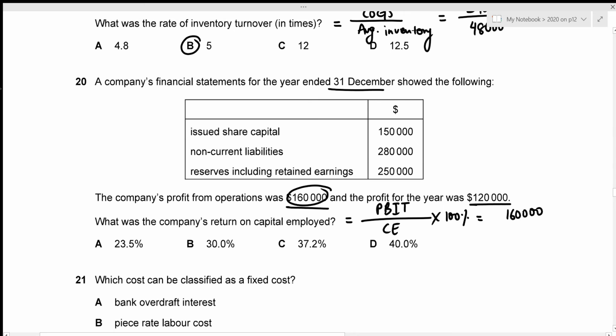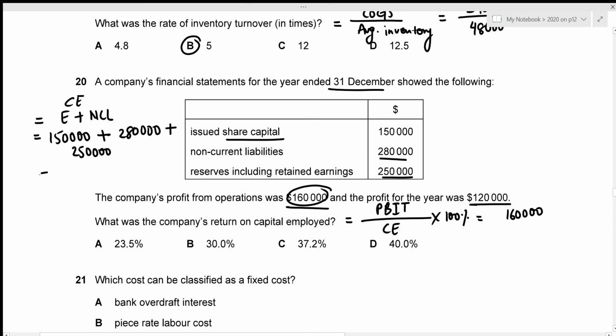All right, now let's figure out the capital employed value. So the formula for capital employed is just going to be equity plus non-current liabilities. And the information we have is issued share capital, which is a part of equity, so it should be included in capital employed. Then we have non-current liabilities, which should definitely be included in capital employed. It has a value of 280,000. And we have reserves, including retained earnings. And reserves are also a part of equity, so we need to add this amount of 250,000 as well. And this gives our total capital employed to have the value of 150,000 plus 280,000 plus 250,000, which results in 680,000. Let's substitute this.